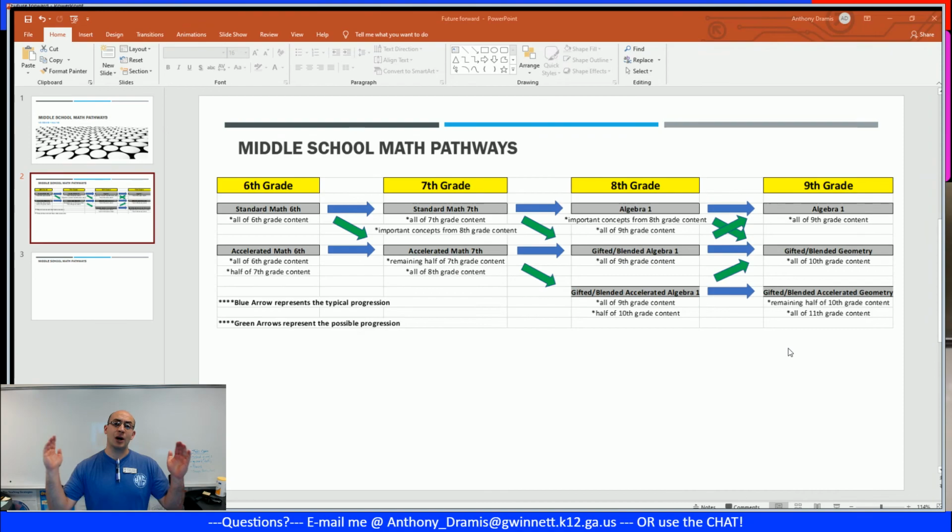I'm saying that the jump there is far too big to make the rigor count over the course of a school year. So you'll see again when I get to that 9th grade, I'm going to explain that a little bit more. So that first green arrow from 7th grade standard math to gifted blended Algebra 1 is something that we've done here at Hull for the last 4 or 5 years, and it has worked very, very well. Okay. The other green jump is from accelerated 7th grade math to gifted blended accelerated Algebra 1.